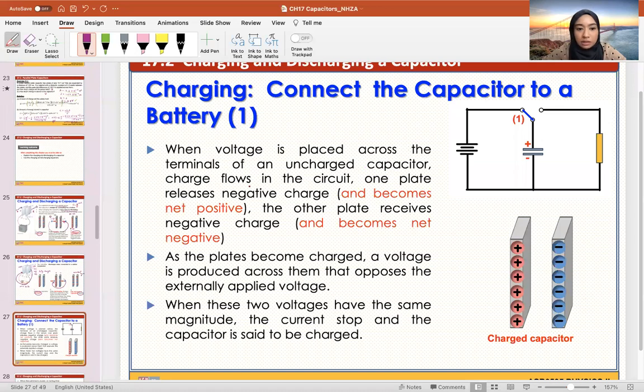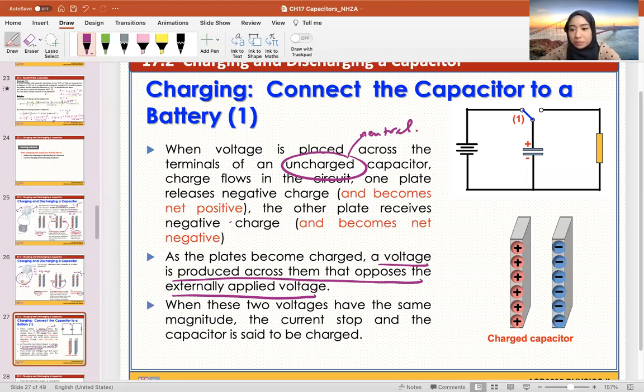So when voltage is placed across the terminals of an uncharged capacitor, uncharged means neutral, charge flows in the circuit. One plate releases negative charge and becomes net positive. We talked about this. One plate donates negative, becomes positive. The other plate receives negative charge and becomes net negative. As the plates become charged, a voltage is produced across them that opposes the externally applied voltage. What that means is, remember when we have positive and negative, we have E.